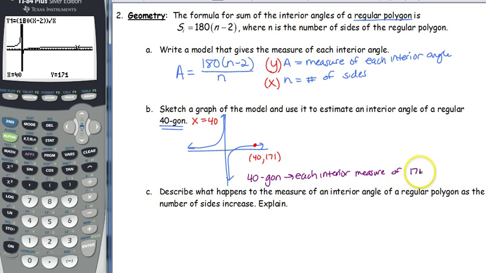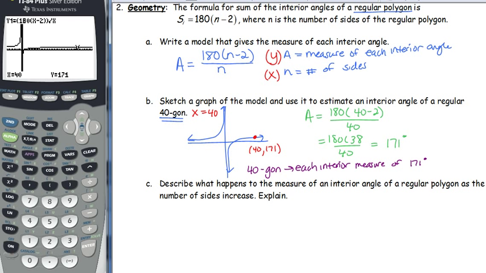of 171 degrees. Now, just like before, there is another way we can do this as well. We can do it algebraically without our graph. We have our angle measure, each angle, which we're trying to solve, 180 times n. We've got 40 sides, minus 2, all over 40. That gives us 180 times 38 all divided by 40. And once again, we get that 171 degrees.